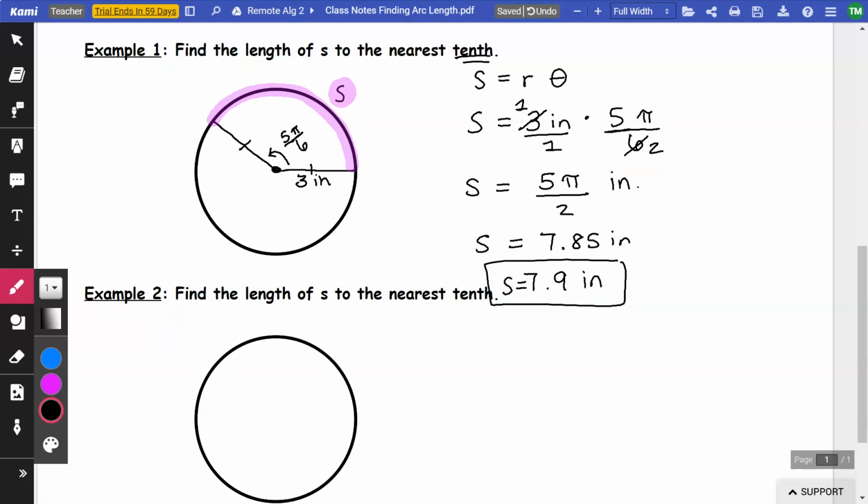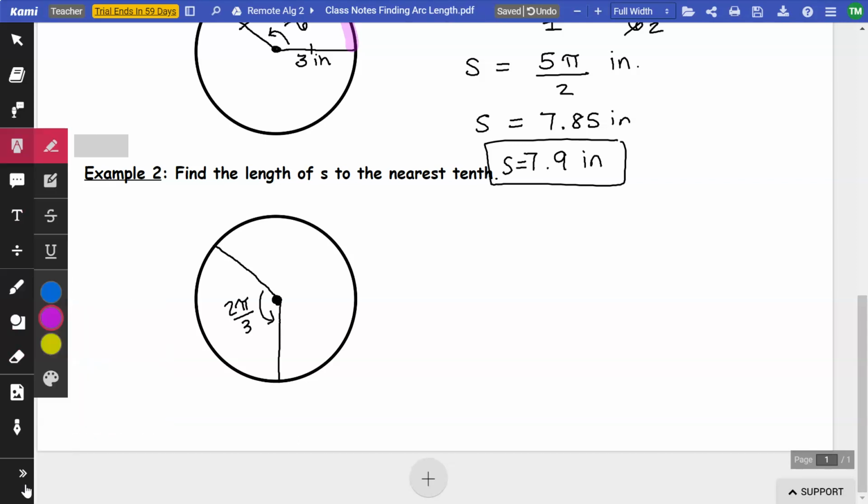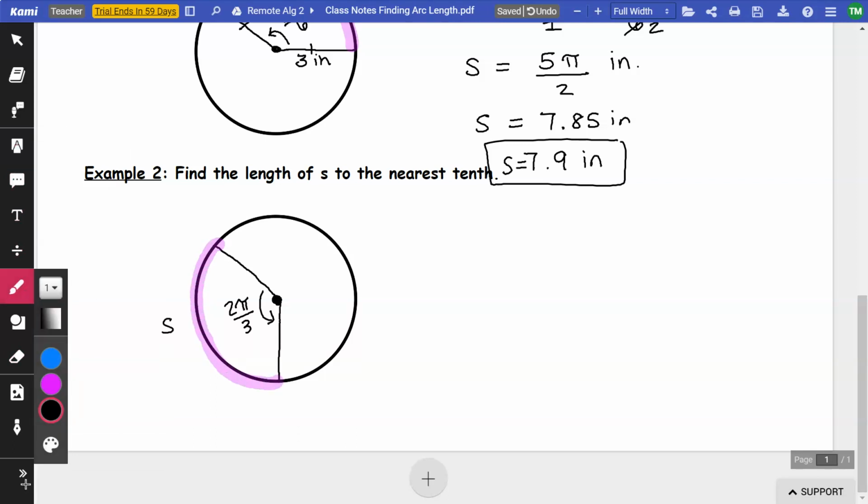Why don't you go ahead and press pause? Oh, just kidding. You need the measurements of example 2 before you can get started on it. Sorry. So here's the center of our circle. And let's do a central angle that looks like this. We'll say that this angle is 2 pi over 3 radians. And then I want you to find the intercepted arc length right here. We'll call it S. So find what S is.